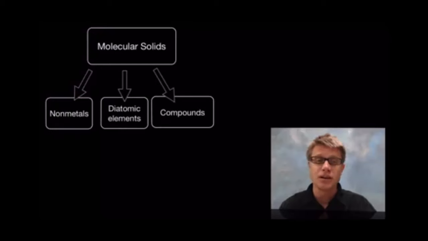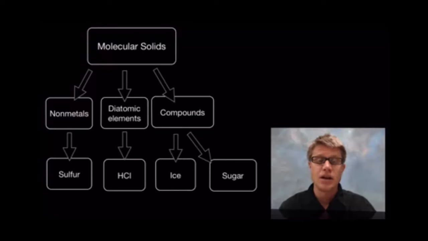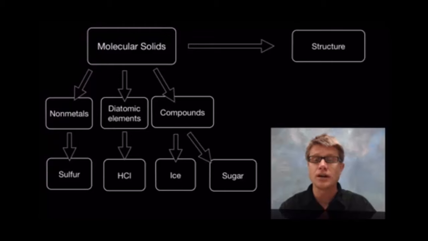And so molecular solids could either be nonmetals, could be diatomic elements, or it could be compounds. An example of a nonmetal might just be sulfur itself. Again, it connects together in these 8 atom molecules, which are then held together. It could be diatomic molecules like solid hydrochloric acid. It could be ice, which is simply a compound, or sugar, which is a compound as well, held together.